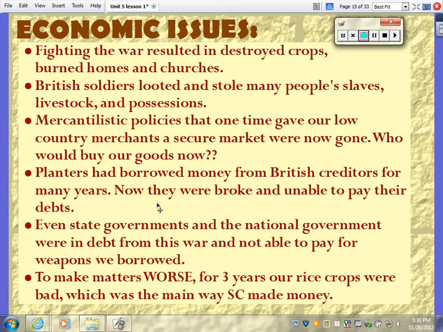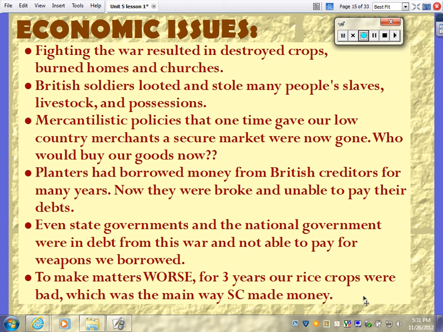Planters had borrowed money from British creditors, especially to buy slaves, for many, many years. Now they were broke and unable to pay their debts. Even state governments and the national government were in debt from this war and not able to pay for the weapons and the goods that we borrowed from other foreign countries, such as France.